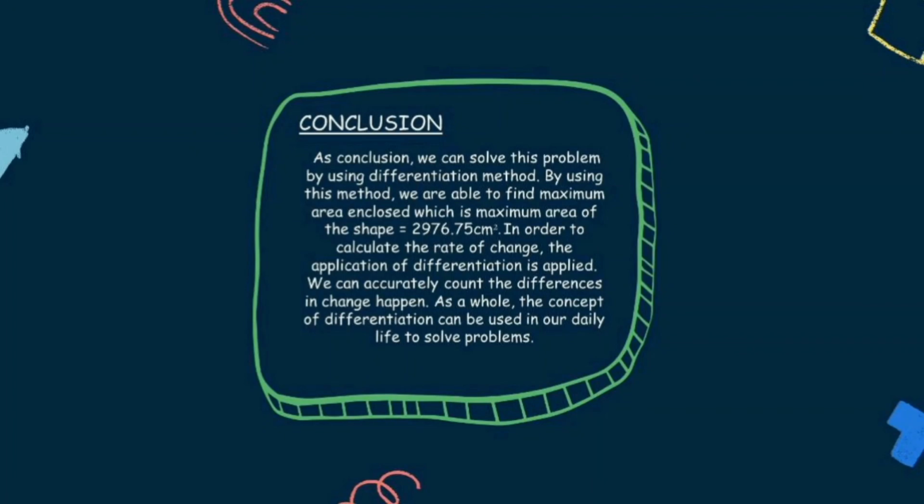As a conclusion, we can solve this problem by using the differentiation method. By using this method, we are able to find the maximum area enclosed, the equation we have solved before, which is the maximum area of the shape equal to 2976.75 square centimeters.